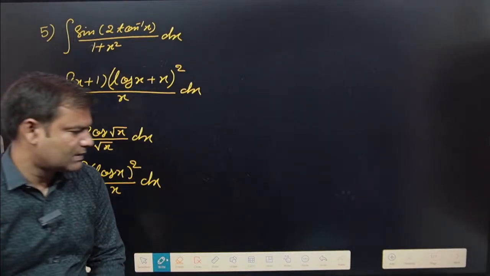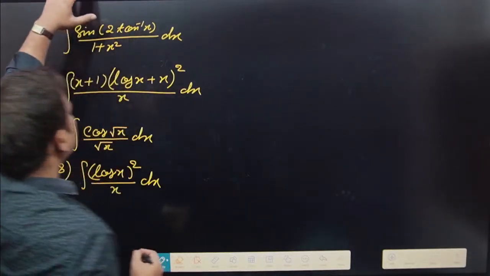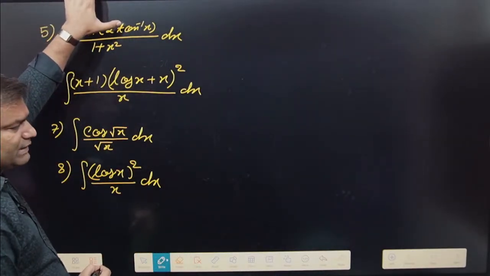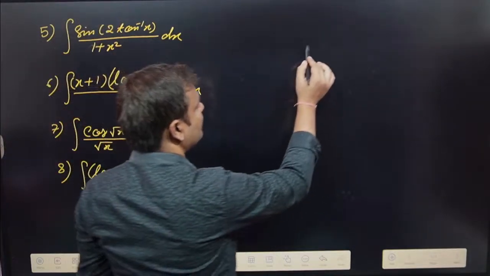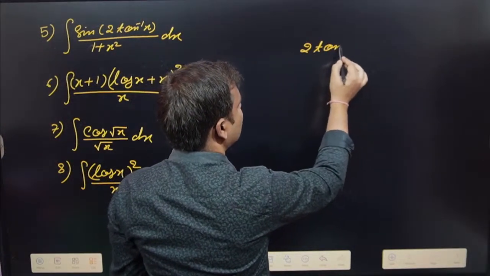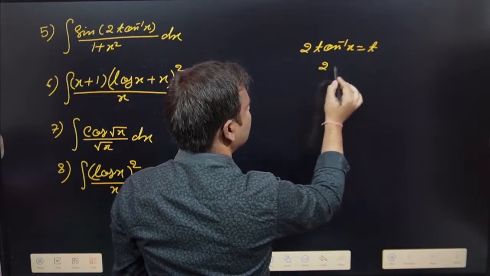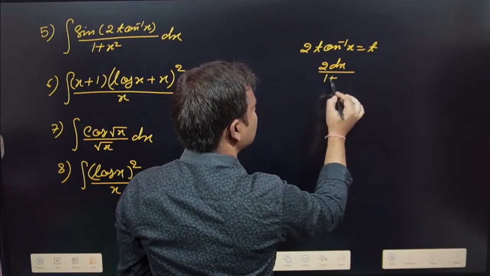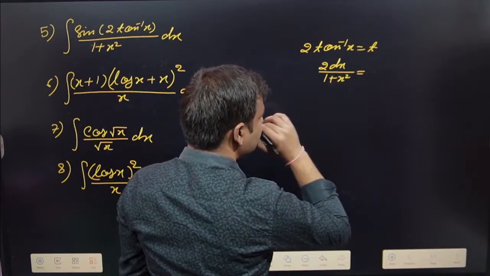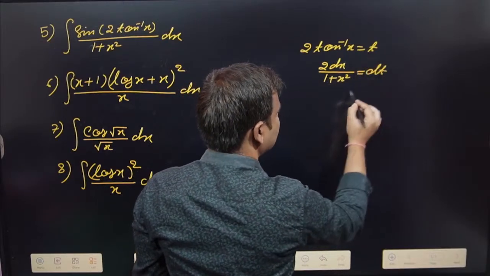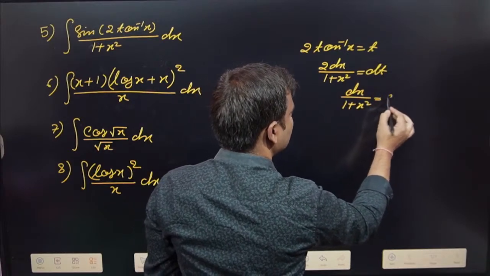We are focused on problem number 5. Look, if we take 2 tan inverse x as t, then 2 dx divided by 1 plus x square, this will equal dt. So dx divided by 1 plus x square will equal dt by 2.